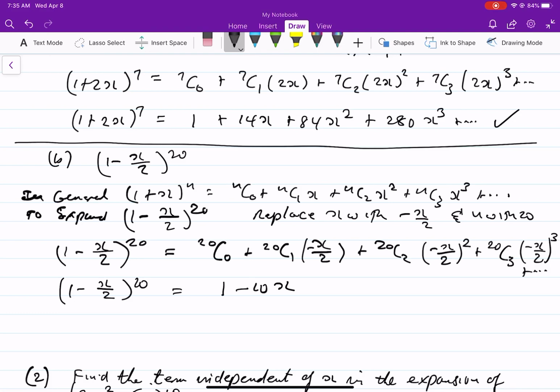So you always separate the numbers from the x, the coefficient. So this will be 190 upon 4. Can we break that down? 190 divided by 4 is 95 upon 2. So plus 95 upon 2 x squared.